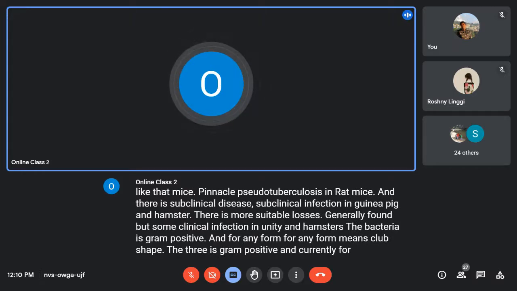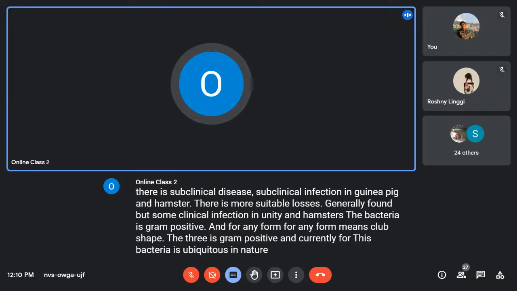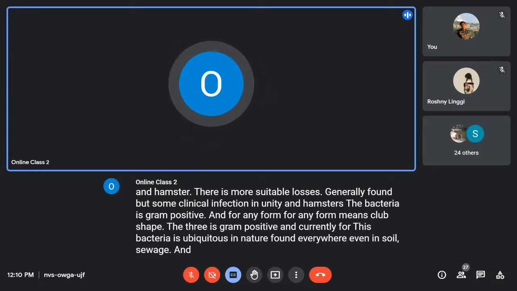This bacteria is ubiquitous in nature, found everywhere, even in soil, sewage, and even in marine water.